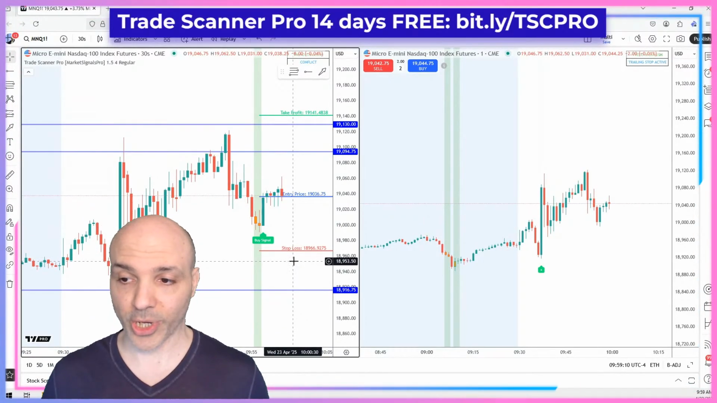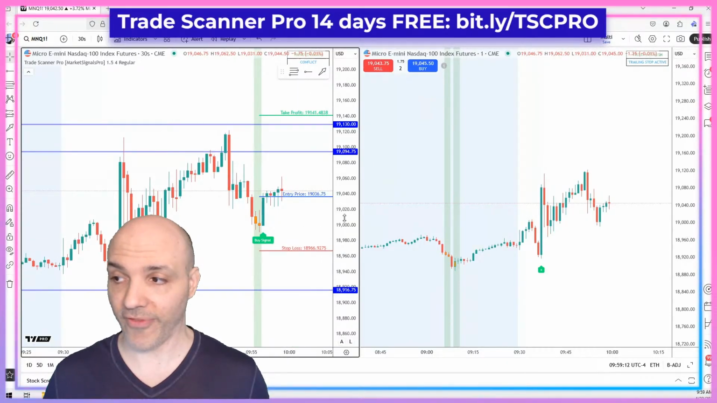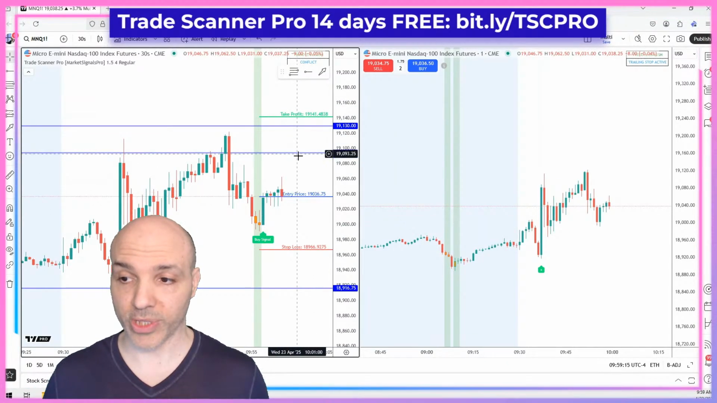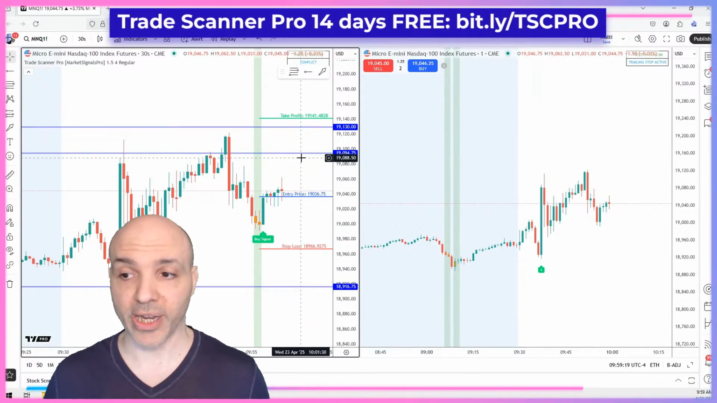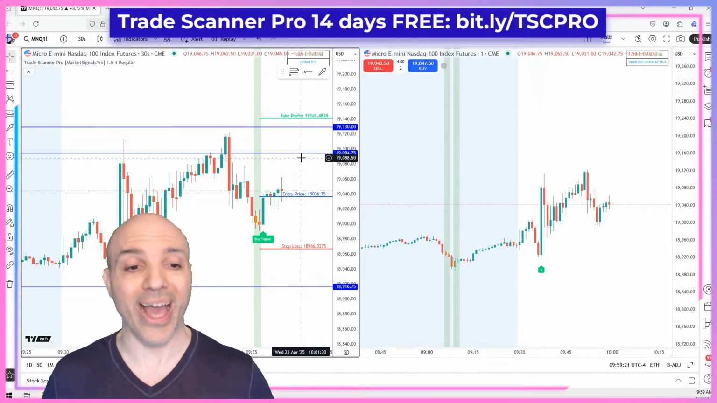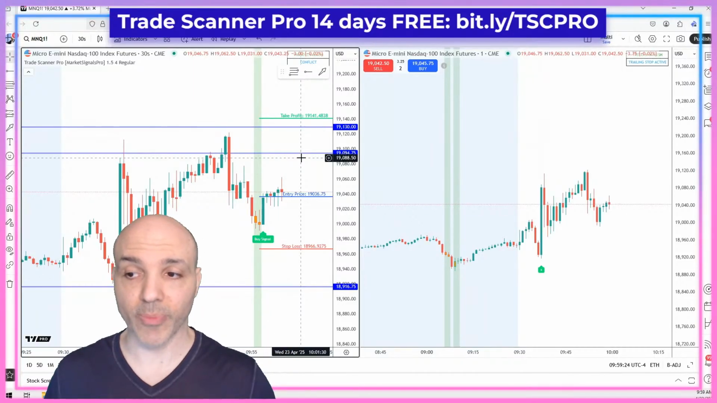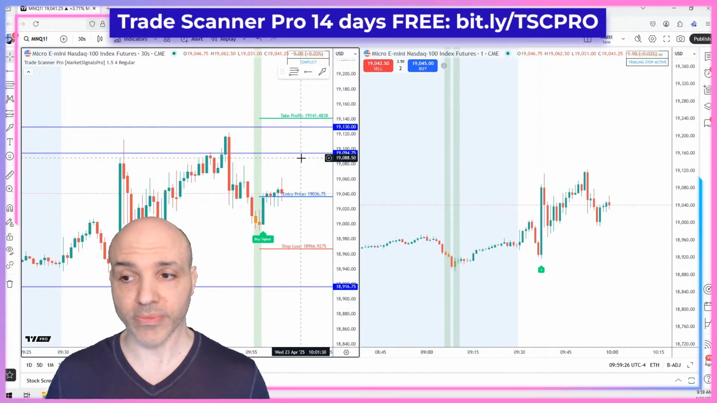Okay. I know where I should get out if I'm wrong. I know where I should get out if I'm right. And it's possible too with the trailing stop that if I have a runner, I can let my runner run, and I have a point of reference for that as well. Those are some of the great features of the Trade Scanner Pro.